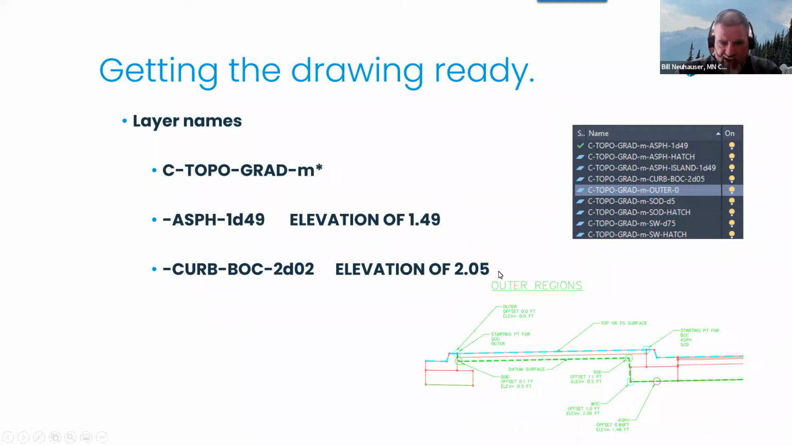Here's a couple of examples of layer names. All this is telling me is that it's asphalt, and the elevation of the asphalt is, I can't put a period here, so it's 1.49, so 1.49 feet. The back of curb here is 2.02 feet, and the sod is D5, which is 0.5 foot. If you look down at the bottom, I've drawn this in to show what's going on. I've got sod here, the offset is 1.1 foot, and the elevation is 0.5 feet. Now, the elevations are all telling me the thickness.